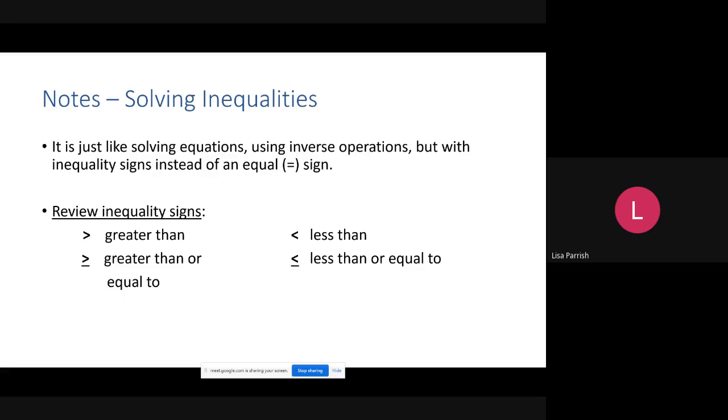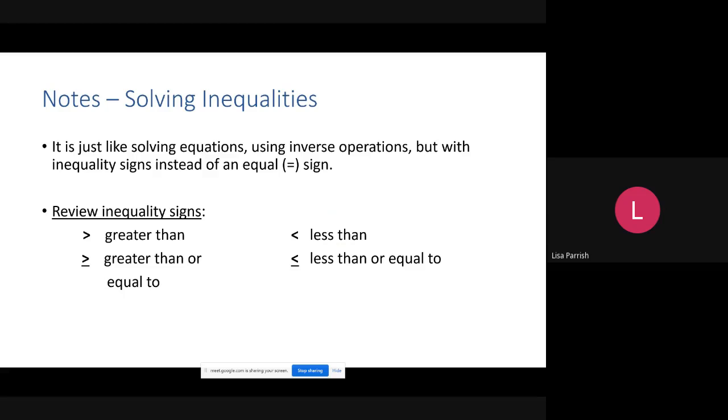Now, why did we review that? Well, solving inequalities is just like solving equations. Okay, so that should be somewhat familiar. That part will not be new to you. It's just like solving equations using those inverse operations.